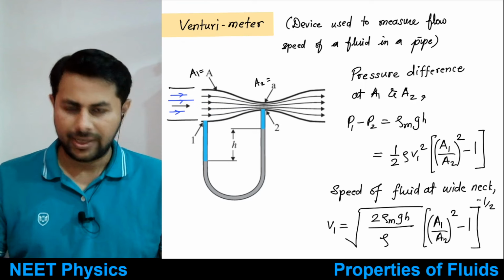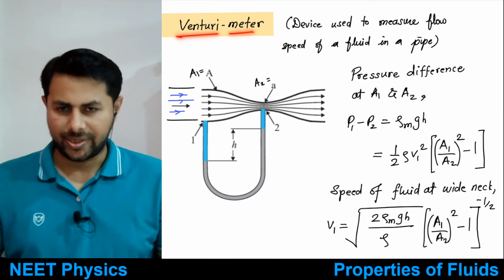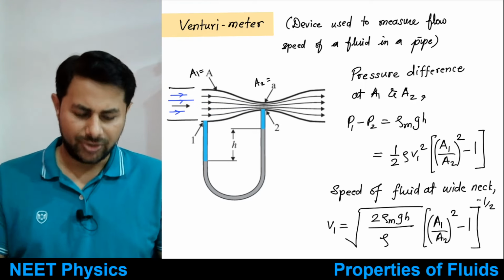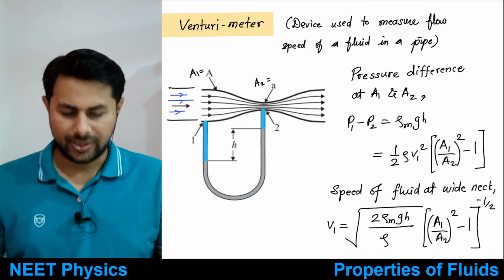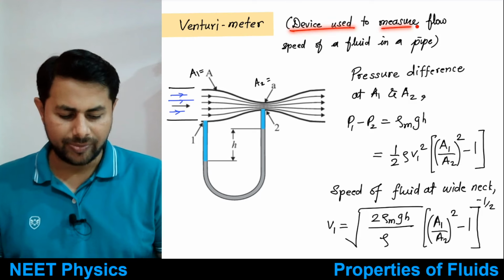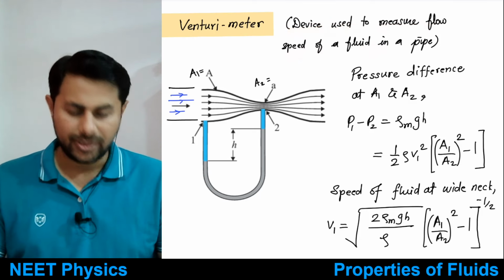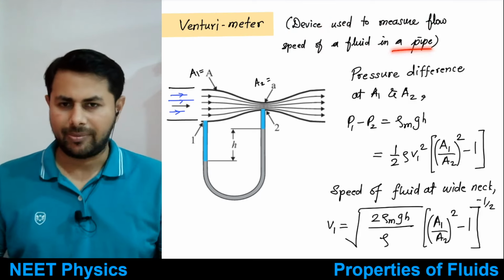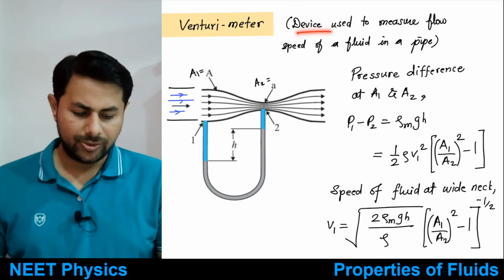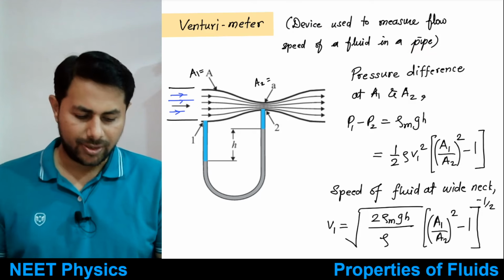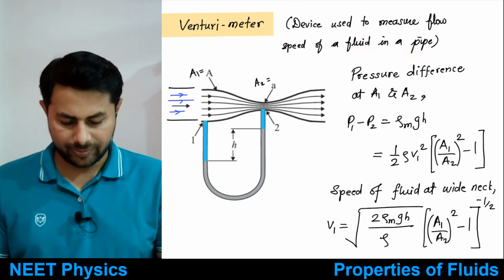Let's see the next application. It is the Venturi meter. Now, what is this thing? This is a device. It is used to measure the flow speed of fluid in a pipe, right? It's a device which is used to measure flow speed of fluid in a pipe.